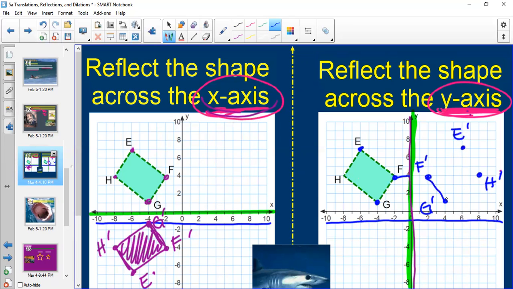I'm going to connect my points. Again, I should have a congruent shape, meaning same size, same shape.